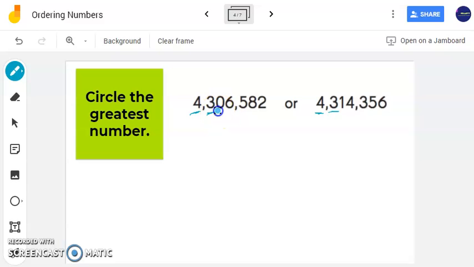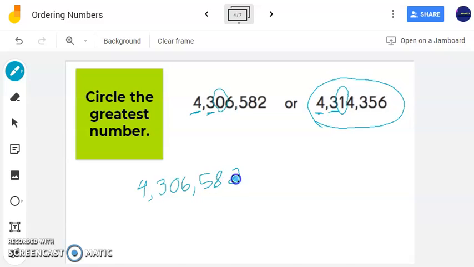Now I notice the digit in my 10,000s place here is a 0, but in this number here, it's a 1. So now the digit in my 10,000s place is going to help me determine which number is larger. So since 1 is greater than 0, this entire number is greater than this number. Now, if I want to write this again using a greater than or less than sign, 4,306,582 is less than 4,314,356. Notice here, just like the previous problems, we went from left to right.